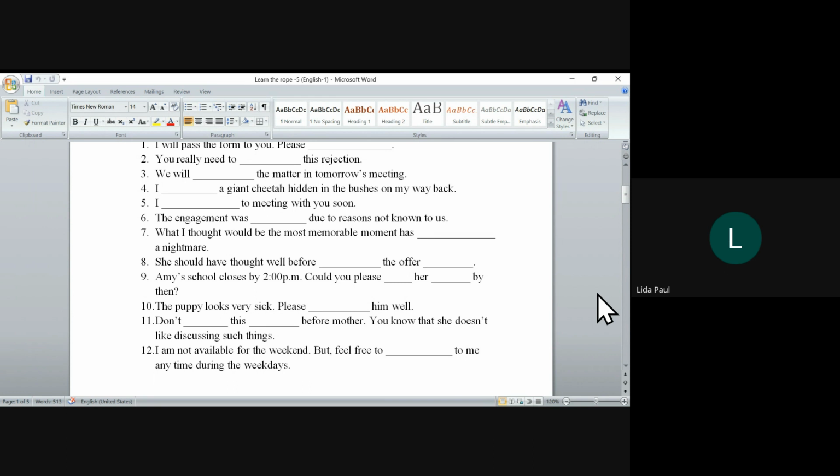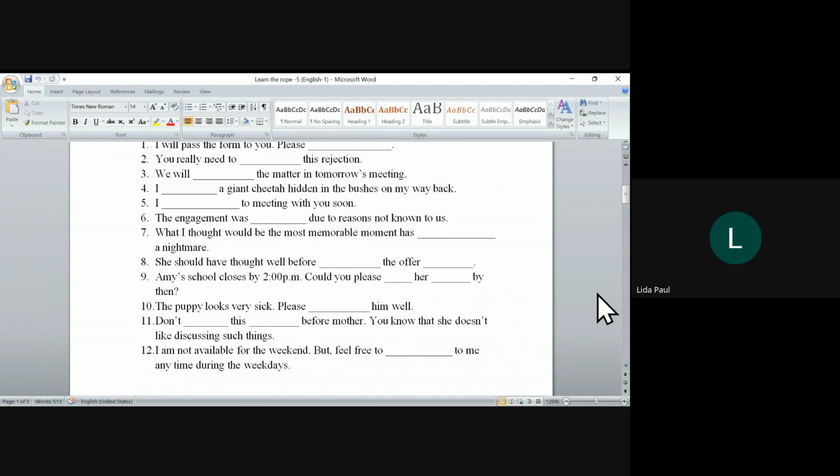School closes by 2 p.m. You're asking the person to pick up, right? Correct. So could you please pick her up by then? Here the meaning is closer to what you said, collect, right? It's a very common usage of the phrasal verb pick up.